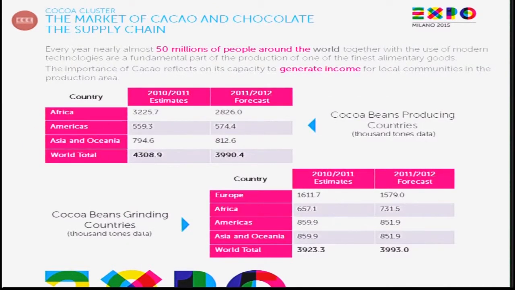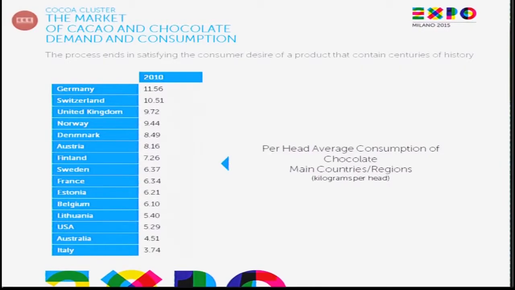I'm sorry about the slide. This is the slide about production, of course. And another point is about chocolate consumption.